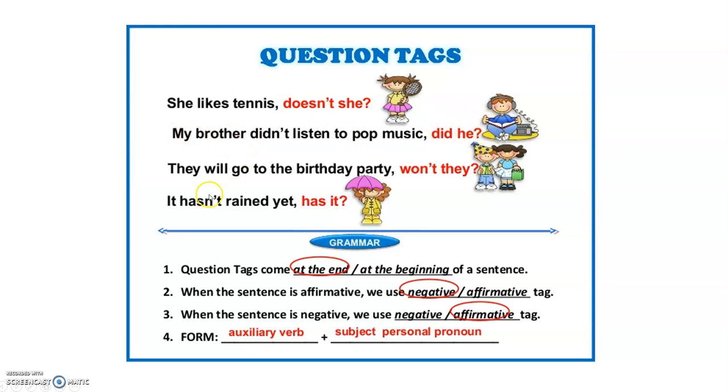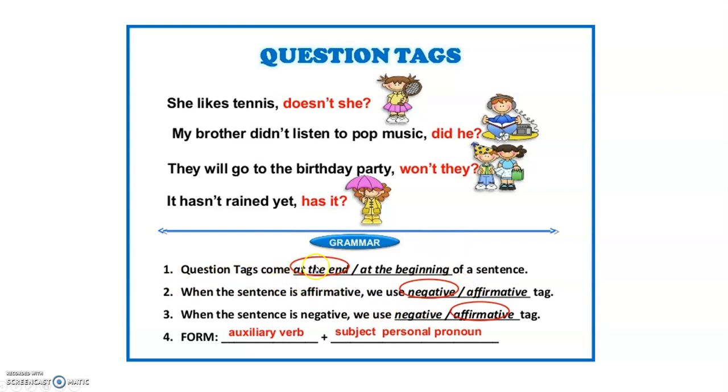Did he? Then: they will go to the birthday party. Which is the pronoun? They, he, she? Your pronoun is "they". What is the verb? "Will". So what is its negative? Won't. So, won't they? Question mark. Next: it hasn't rained yet. "Hasn't" is what? Negative. So the question tag will be positive: has it? Because the pronoun is "it". Now here, you have to choose the answer. This we have already done: question tags come at the end.